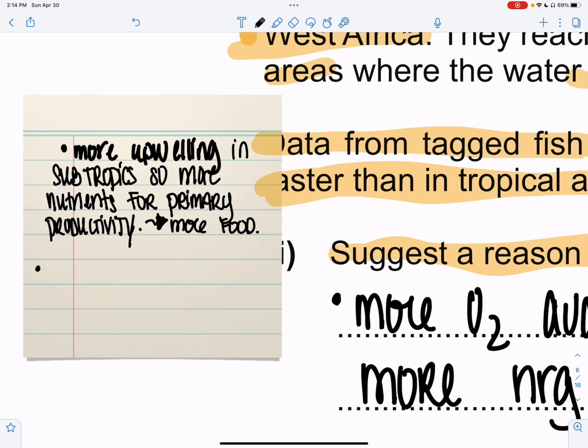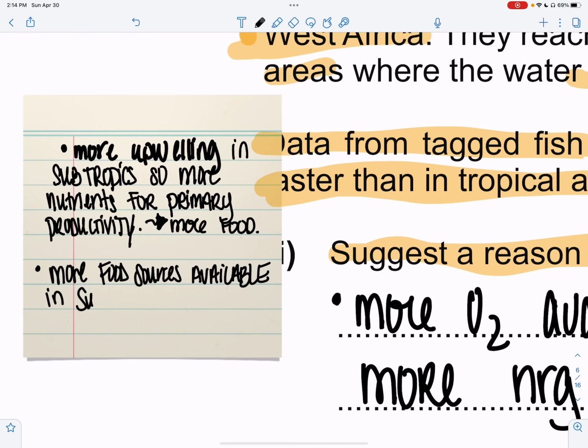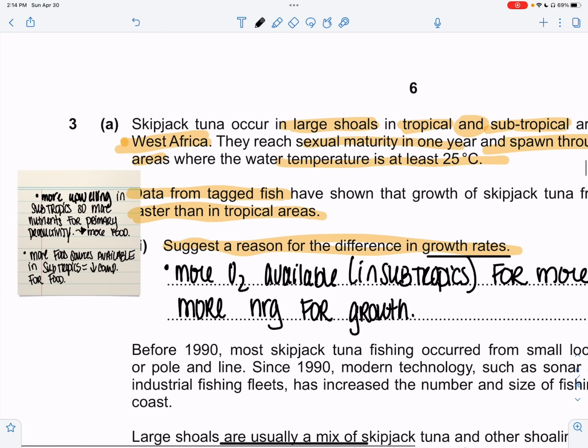And just in general, there could be more food available in subtropics, so then we won't have as much competition for food. So there will be more to eat and they're going to be able to grow faster.